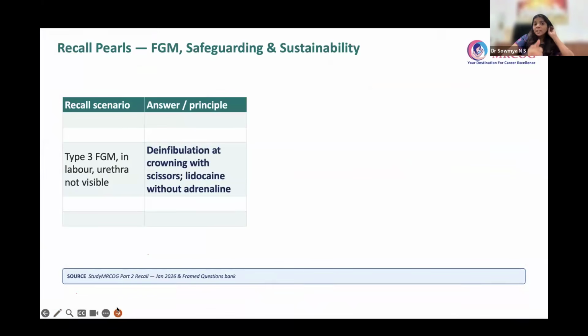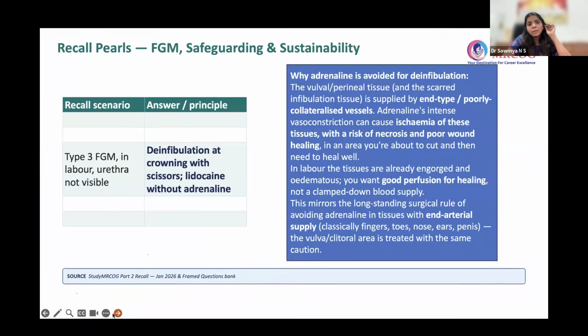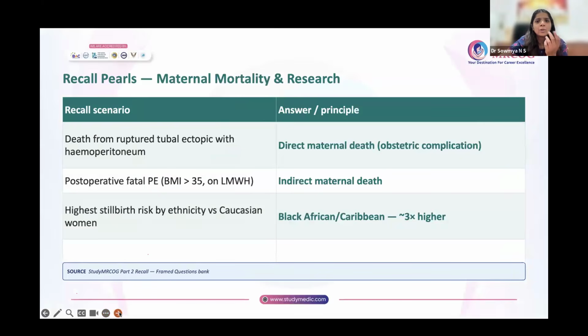Okay, why lidocaine without adrenaline? Remember, for adrenaline to act, unlike your all other episiotomies, in defibrillation you are working on the vulval tissue, which is scar tissue, which has poor blood supply. So definitely if you use adrenaline, there is a risk of necrosis or poor wound healing. So if you have an option of lignocaine without adrenaline, please go for that. Am I clear in this? Perfect. These are recall questions, I think.